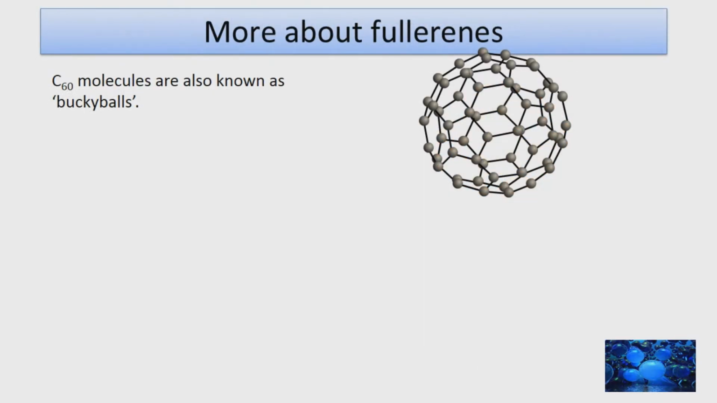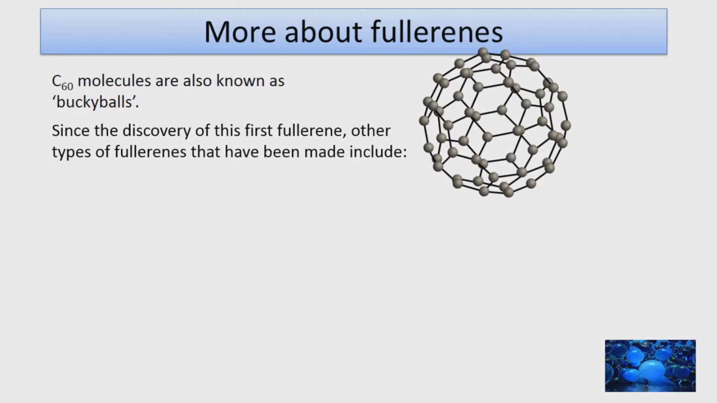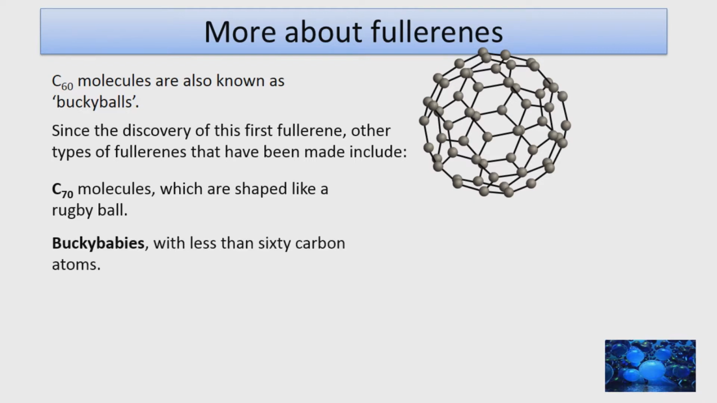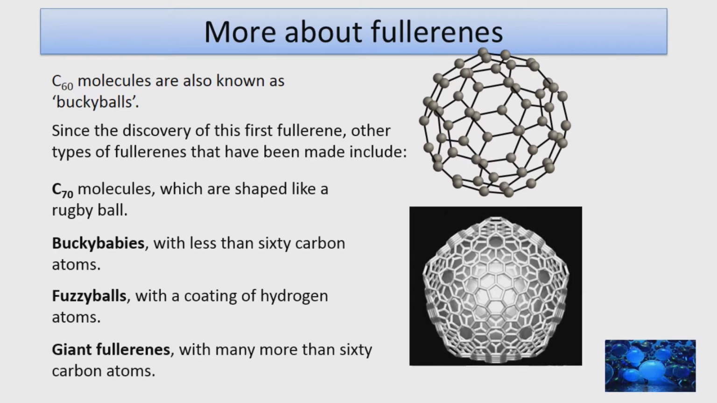C60 molecules are also known as buckyballs, and since the discovery of this first fullerene, other types of fullerenes that have been made include the C70, made up of 70 carbons, which are shaped like a rugby ball, bucky babies with less than 60 carbon atoms, fuzzy balls coated with hydrogen, and giant fullerenes with much more than 60 carbon atoms. You don't need to know details of fullerenes, just that many different types exist.